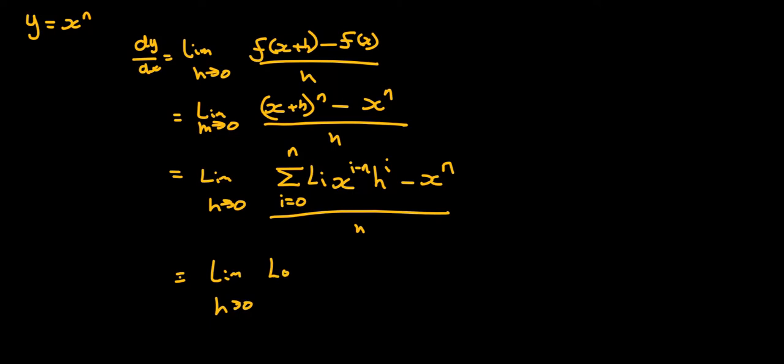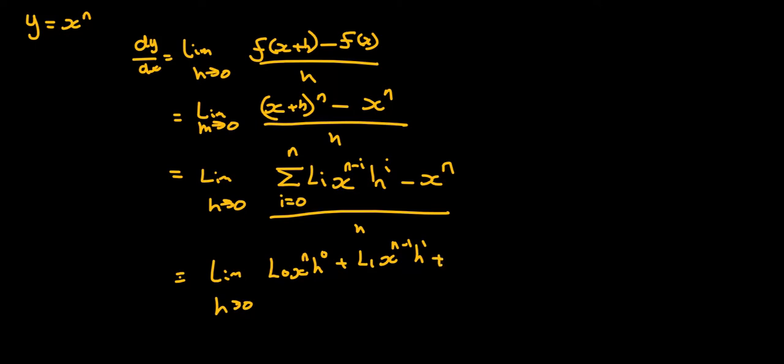So we've got n choose 0, we've got x to the n, and we've got h to the 0. It's not right, it should be n minus i. Okay. The second one is n choose 1. We've got x to the n minus 1, h to the 1.